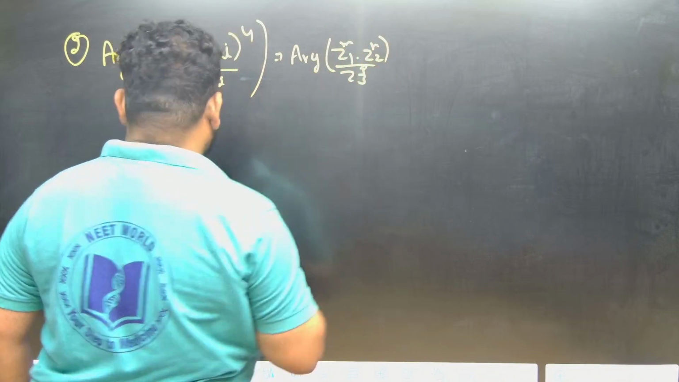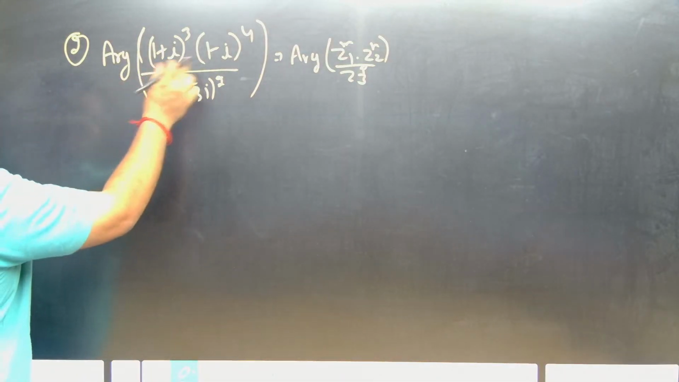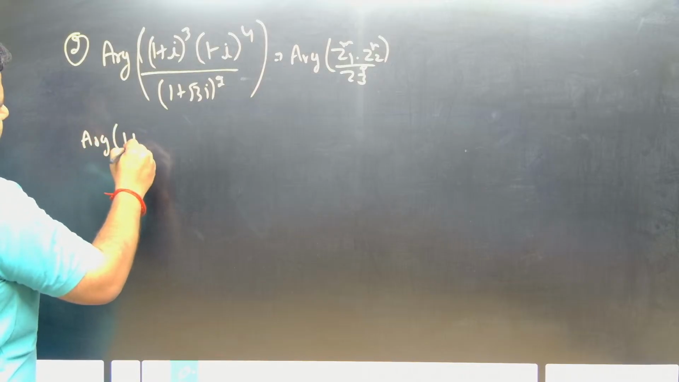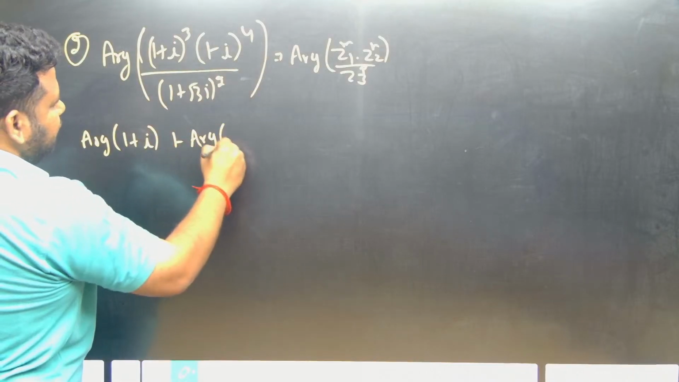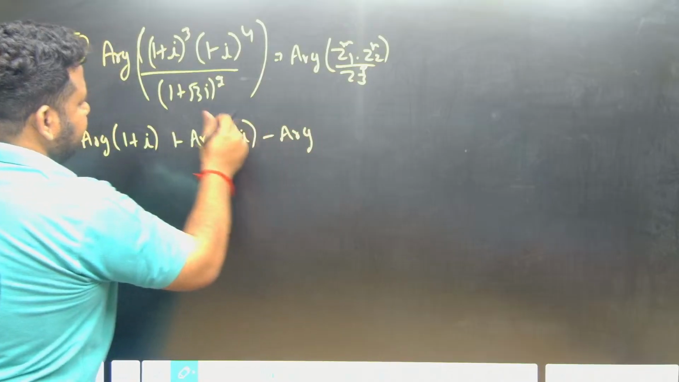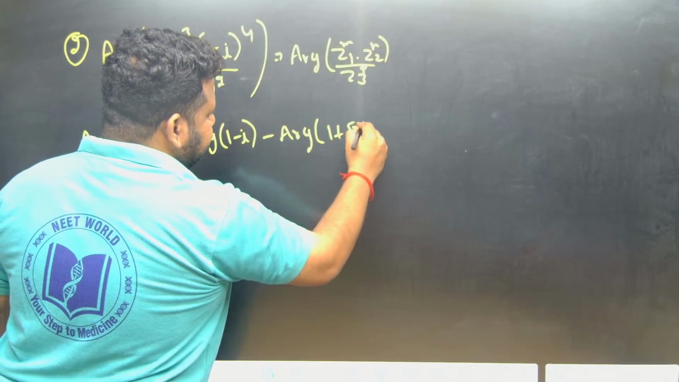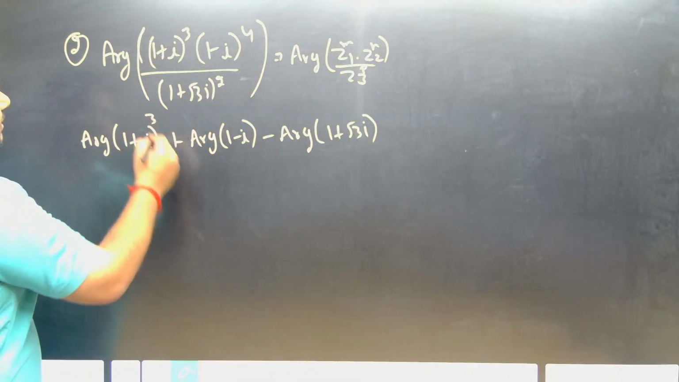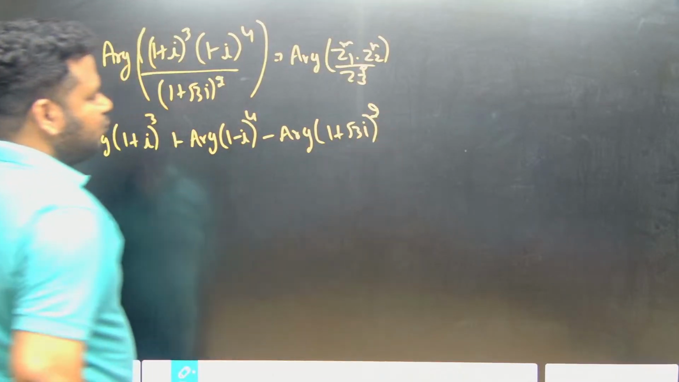Okay, let me write it here. This can be written as argument of z1 z2 by z3: argument of 1 plus i, plus argument of 1 minus i, minus argument of the denominator, 1 plus root 3 i. So now what is happening here? The power of 3 is there, here the power of 4, here the power of 2. So what can I do here?